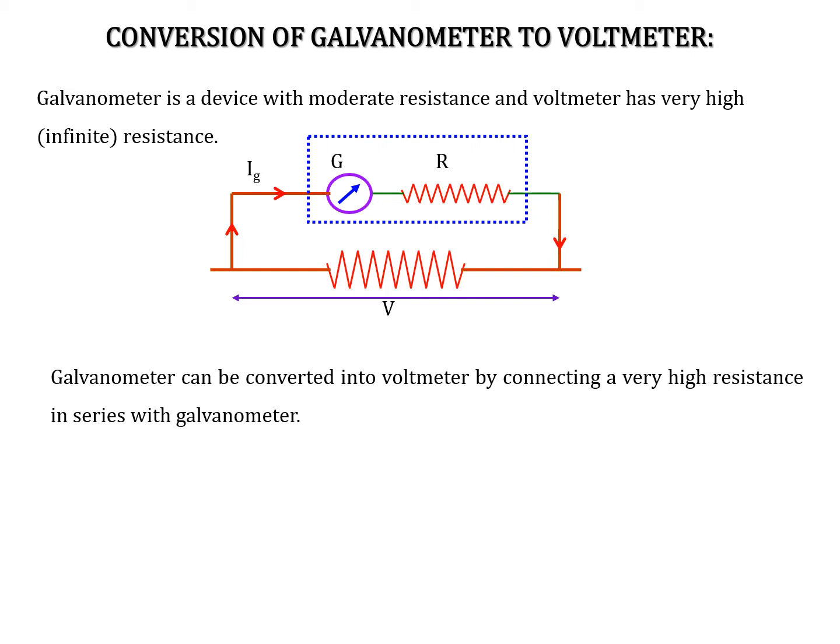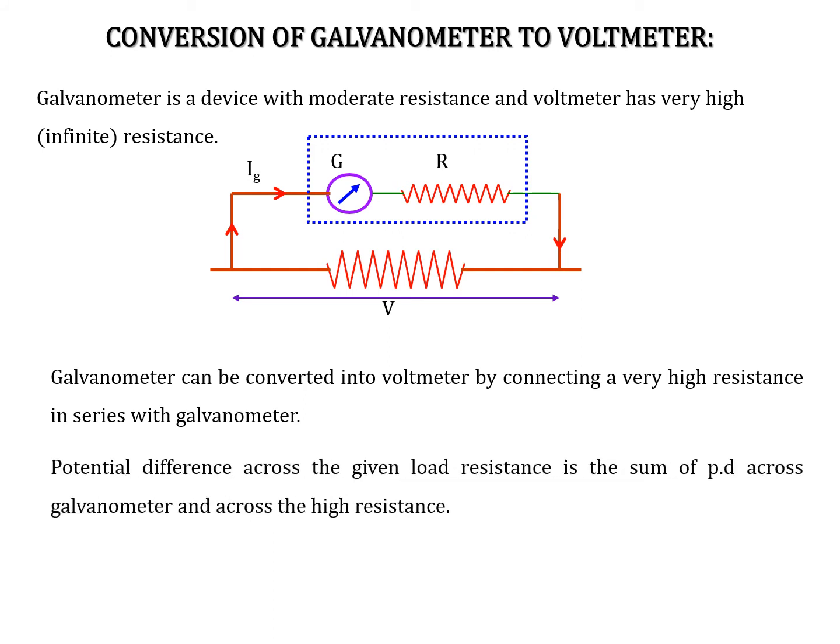How to find this resistance? We know V is equal to IR. So potential difference across the given load resistance is the sum of potential difference across galvanometer and across the high resistance. So total potential V will be equal to Ig within brackets G plus R. Hence we can write the resistance required to convert the galvanometer into voltmeter, R, as V upon Ig minus G. Using this formula we can calculate the resistance required to convert the galvanometer into voltmeter.